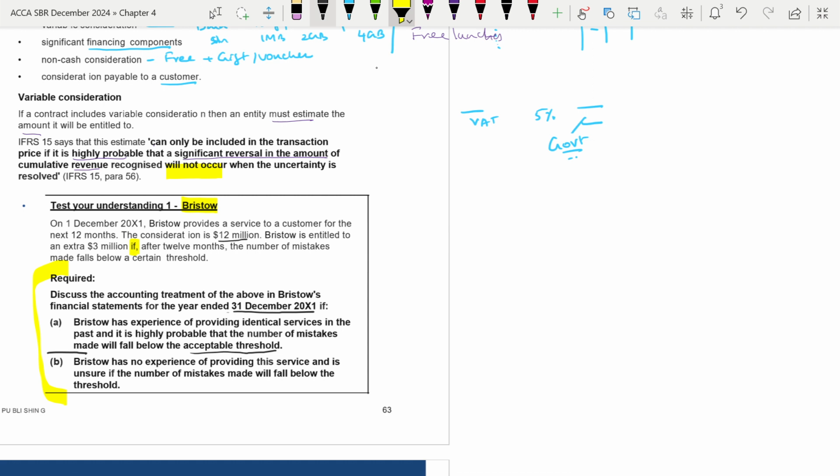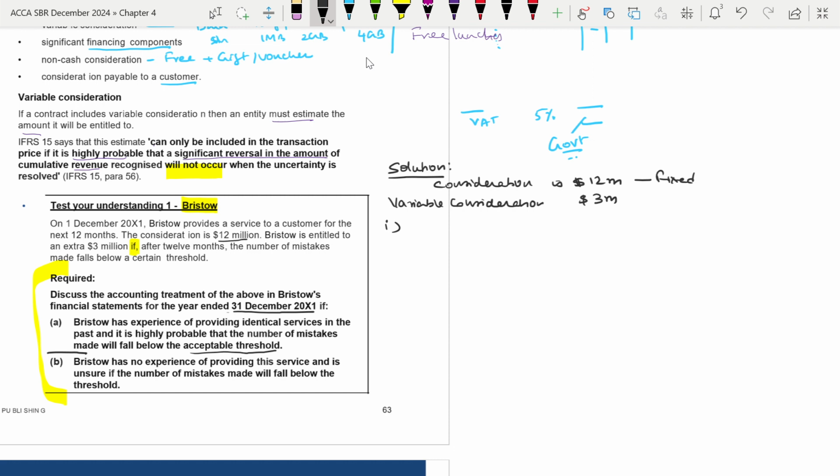I'm putting a solution here. The consideration of 12 million is fixed; you have to pay it. The second one, 3 million, is variable consideration.